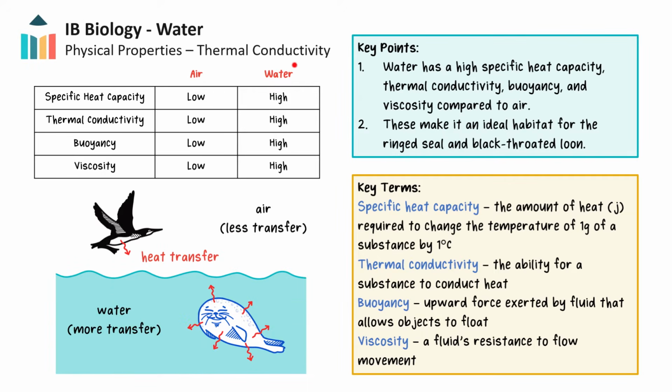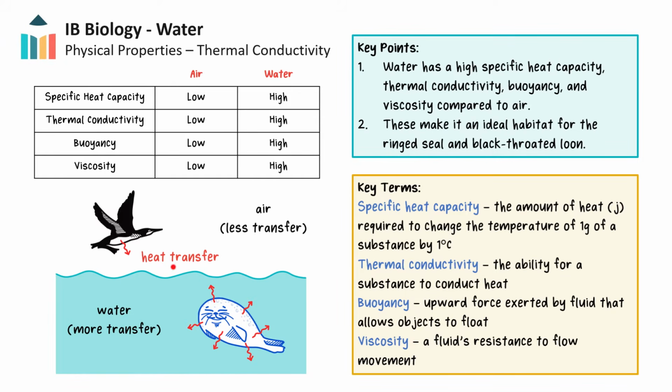Thermal conductivity is similar to specific heat capacity in that it's one of the thermal properties of water. However, thermal conductivity is the ability of a substance to conduct or transfer heat. Relative to air, water also has a high thermal conductivity. In water, the strong hydrogen bonding network facilitates rapid energy transfer, leading to higher thermal conductivity.